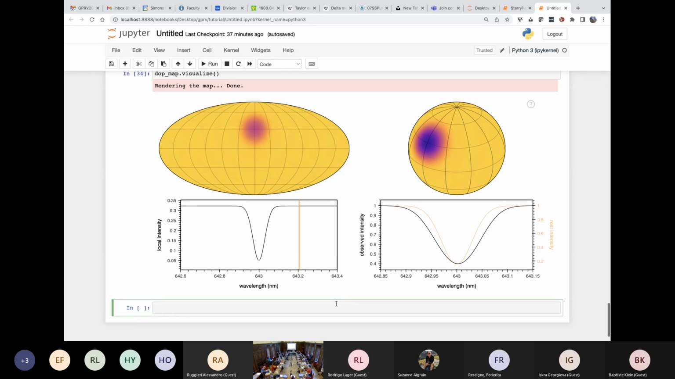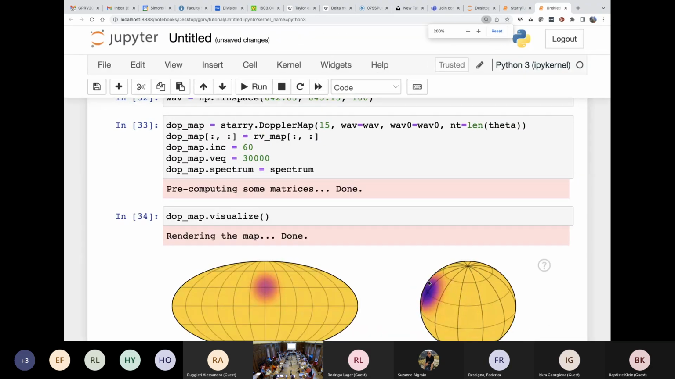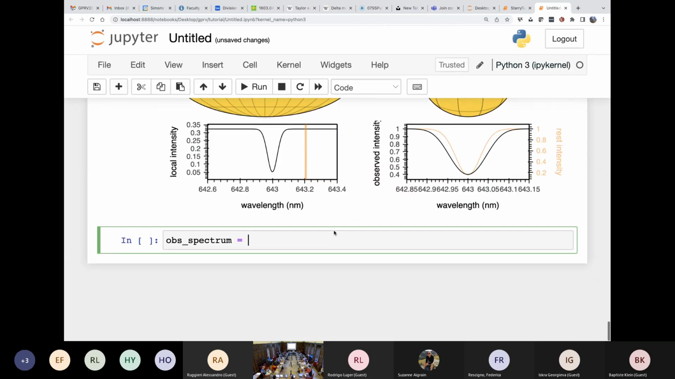So in order to actually compute the observed spectrum, if you wanted to do this without visualizing it, I'm going to call this observed spectrum. And let me zoom back in. This would be dot map dot flux theta equals theta. So it's the same exact syntax as photometric starry maps, but this time flux really means the time series flux as a function of wavelength, which is equivalent to the spectra as a function of time.